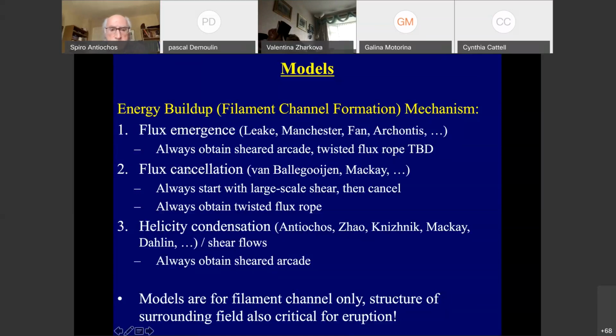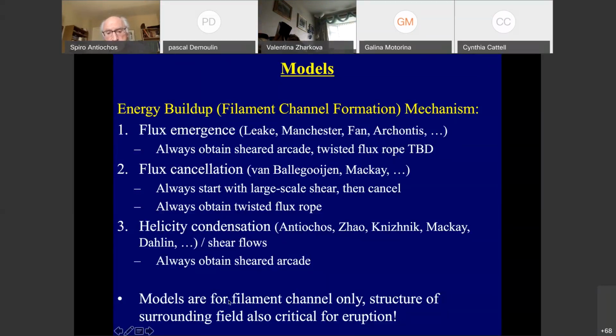The way these flux cancellation models work, first of all, you always start with a large-scale shear. You have to have the shear to begin with, and then you cancel. These models always obtain a twisted flux rope, and I will show you these models. And then finally, there are the helicity condensation models that we've been working on recently. Helicity condensation, shear flows. This model always gives you a sheared arcade. I'll show you all that.